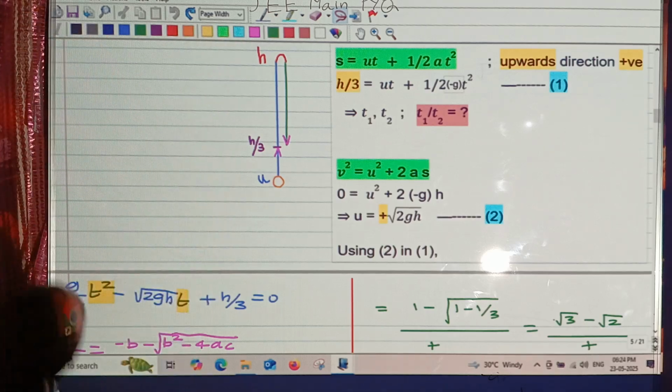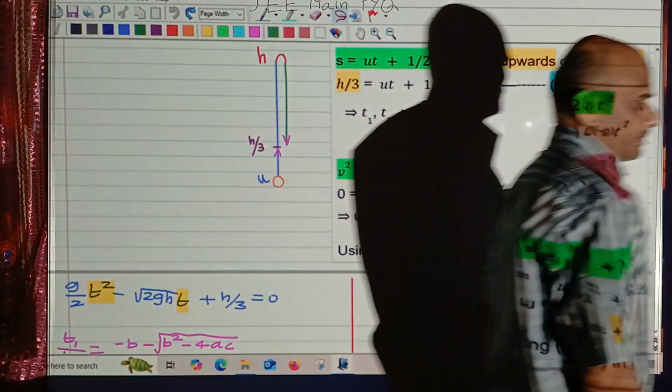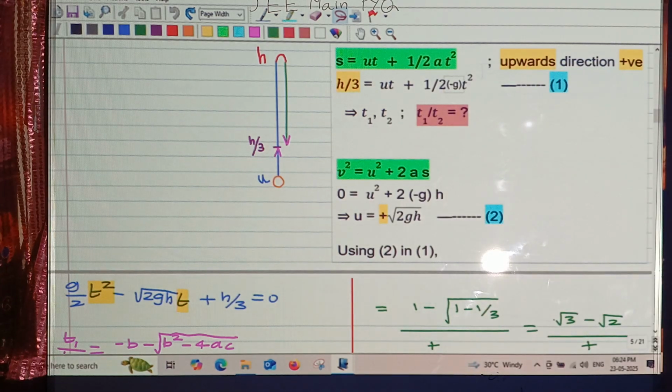So this is what I explained here. The body is thrown up with the initial velocity u, reaches the maximum height h. You have to find the time at which it reaches height of h by 3. The first equation of motion is s equal to ut plus half at square, and at this particular point the displacement is h by 3, and acceleration is minus g because upward direction is positive. So this is a quadratic equation in t. We have to solve for the 2 times t1 and t2, and find the ratio.